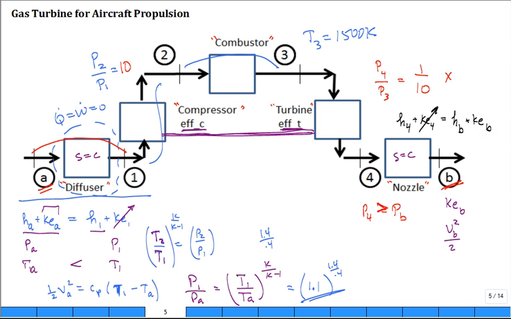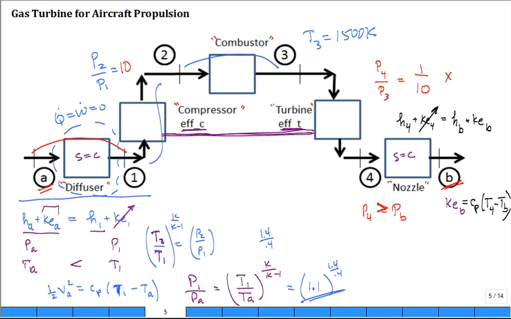Yeah. Good. Now what we do is we want the kinetic energy at B to be high. So we'll write this equation. The kinetic energy at B is equal to, assuming constant specific heats, C sub P times (T4 minus TB). Does that equation make sense? Can you see how you got that equation?